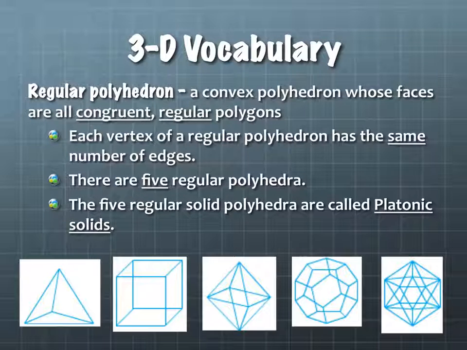So each vertex of a regular polyhedron has the same number of edges. There are only 5 shapes that do this, only 5 regular polyhedron. And these 5 polyhedron are called Platonic solids. There's only 5 of them. And you've got wonderful pictures here, and I promise I won't make you draw these pictures for them.